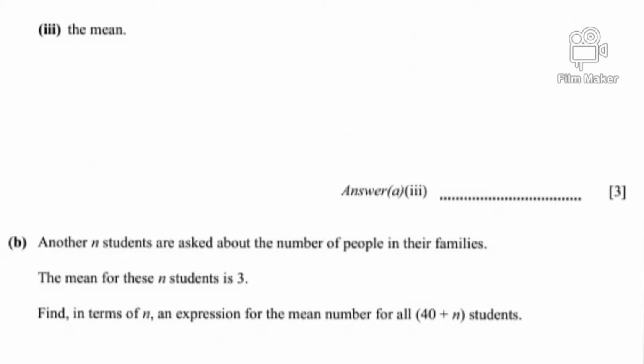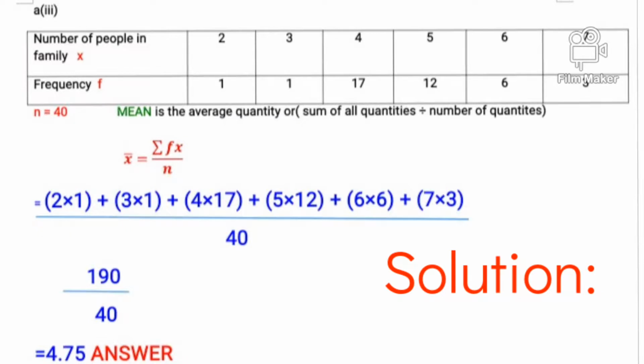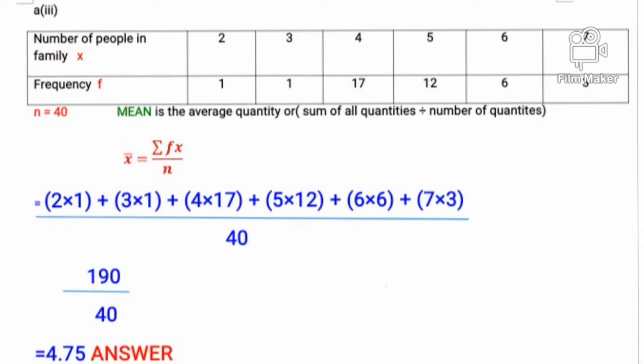We move on to part A3. You are required to calculate the mean, 3 marks. Mean is the average quantity, or it can be defined as the sum of all quantities divided by the number of quantities. So mean can be calculated using the formula summation of fx over n. X refers to the number of people in the family, which is our first row. Then f is representing the frequency, which is our second row.